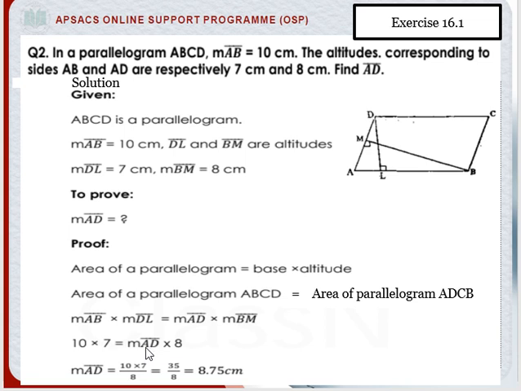In this question we find measurement AD, multiplied by 8, and 8 is measurement BM. If we change the side of 8 centimeter, after simplification we get 35 divided by 8. Our answer is in fraction form, so if we divide further, we get the answer in decimal form, which is 8.75 centimeter.